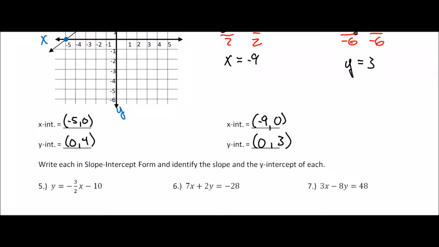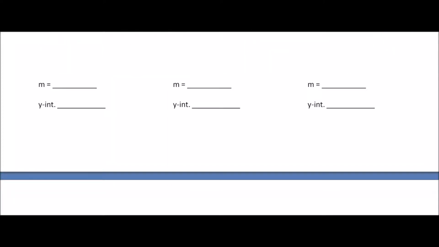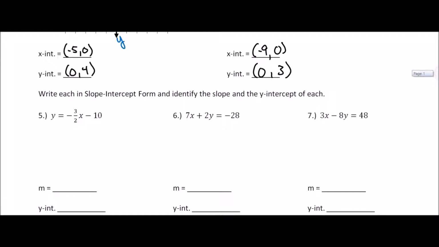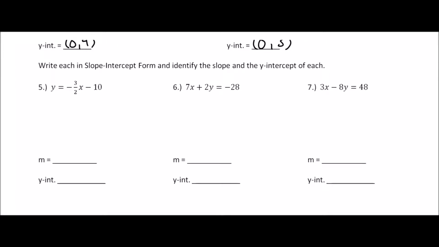Okay. The next couple asks us to write this in slope-intercept form. And really, slope-intercept form, I just want to solve for y for each of these. And so the first one, oh, sorry, it asked me to write in slope-intercept form and then identify the slope and the y-intercept. So slope-intercept form, remember, is y equals mx plus b.